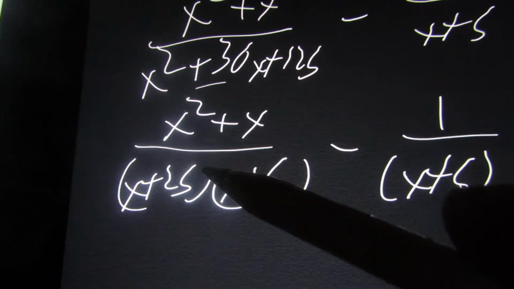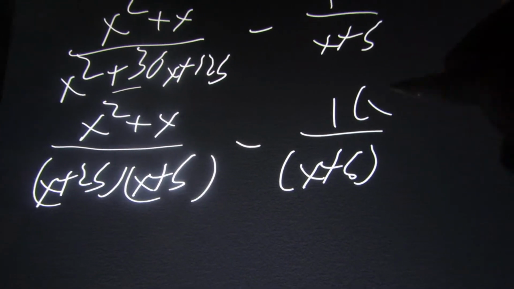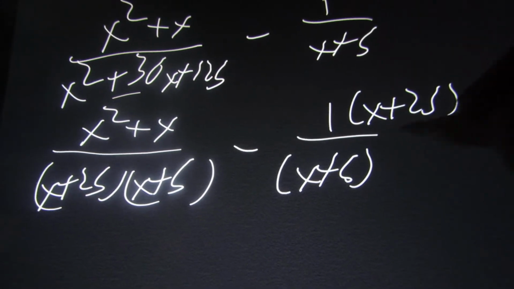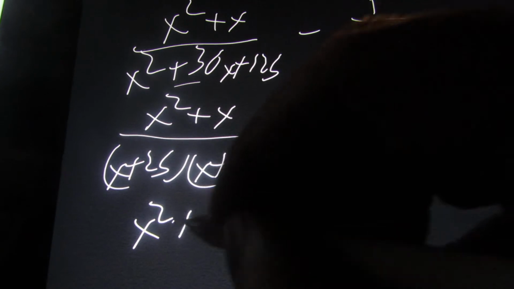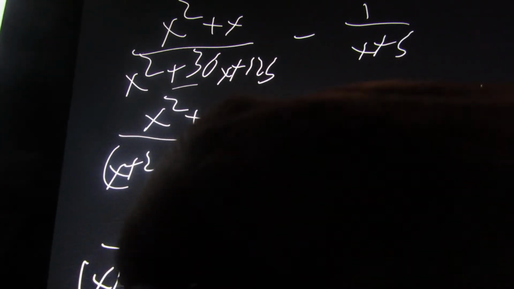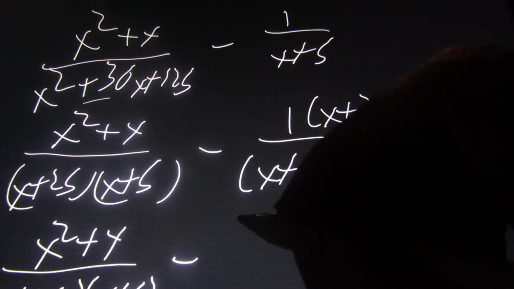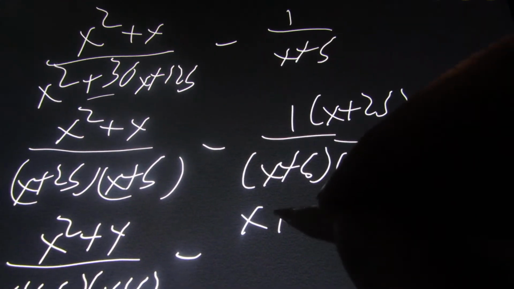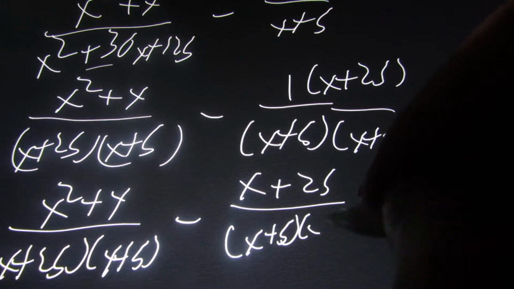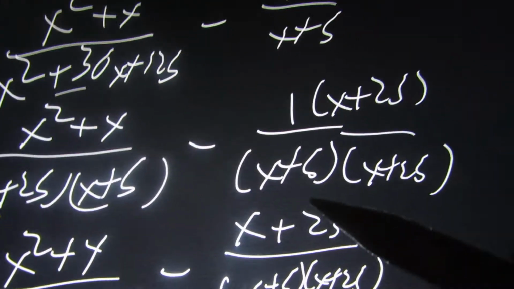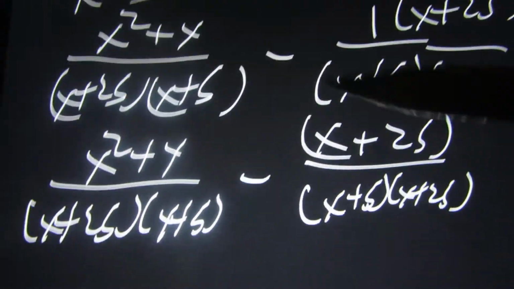So on the first one, I have an x plus 25 that I don't have on the second. So I'm going to multiply both the top and bottom by x plus 25. So here I'm going to have (x squared plus x) over (x plus 25)(x plus 5), minus (x plus 25) over (x plus 5)(x plus 25). Now remember, when we're subtracting, put this top one in parentheses so you change the sign of everything.